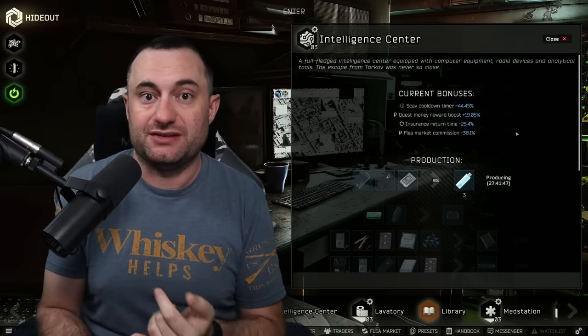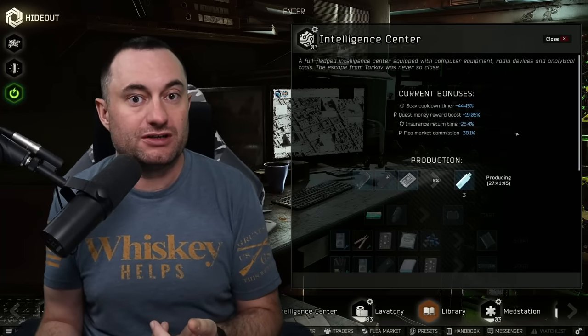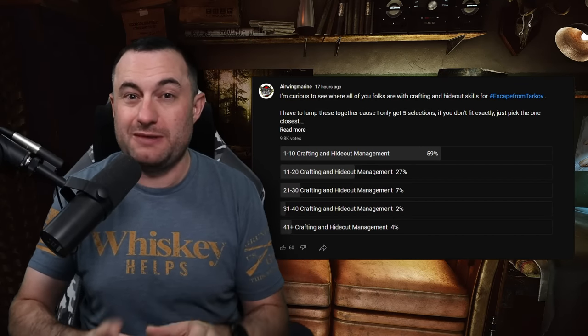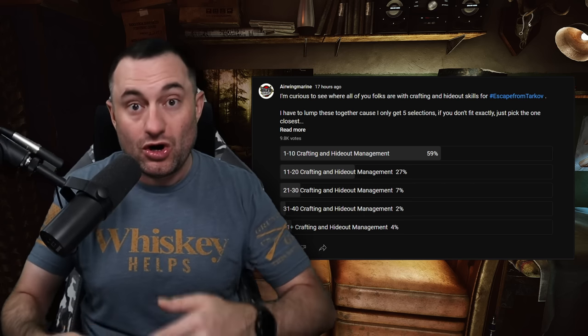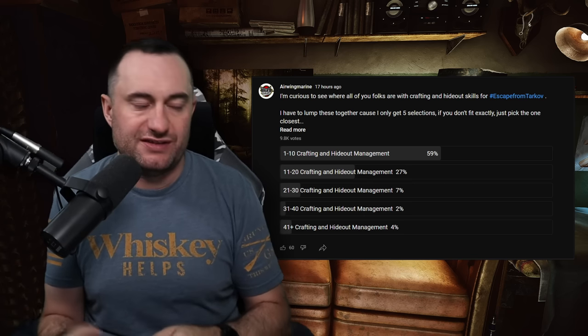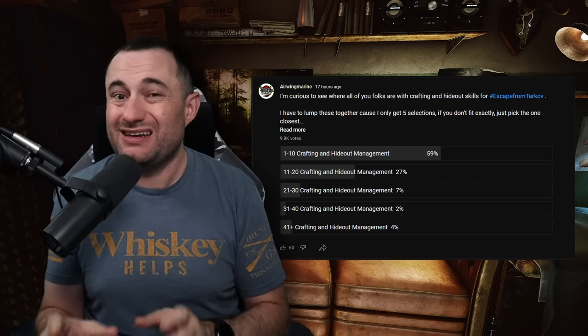Now, the profits I'm going to provide in here with the math is assuming that you have a level 3 intel center, which is important because of the flea market reduction, and at least level 10 crafting and hideout management, which most people should have if they've been focused on crafting even for a short period of time. Now, if you don't have those, don't worry. These crafts will still be profitable for you unless I specifically name them. But you should really push to at least get intel level 3 because it's so important when it comes to making money on the flea market.